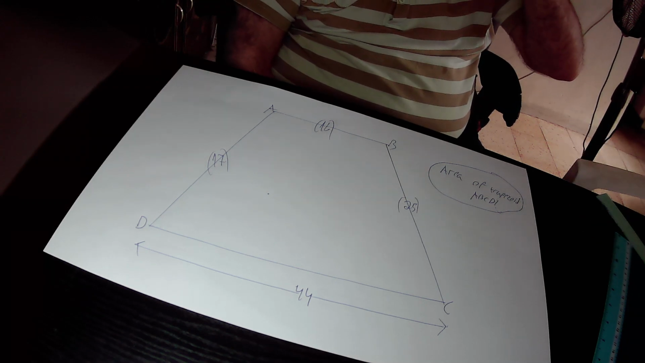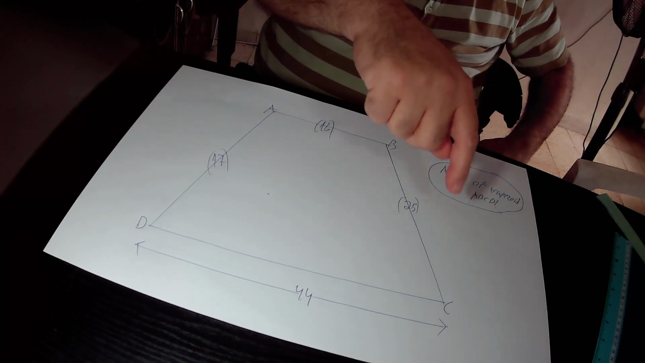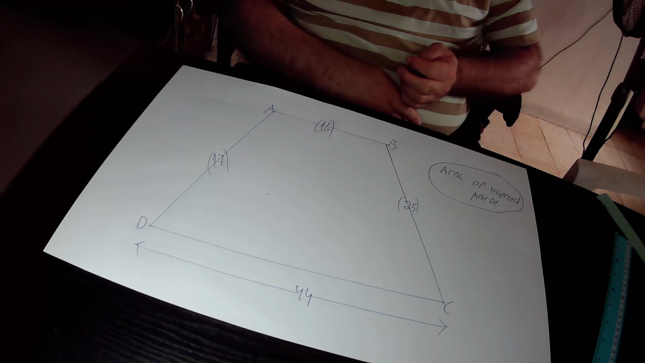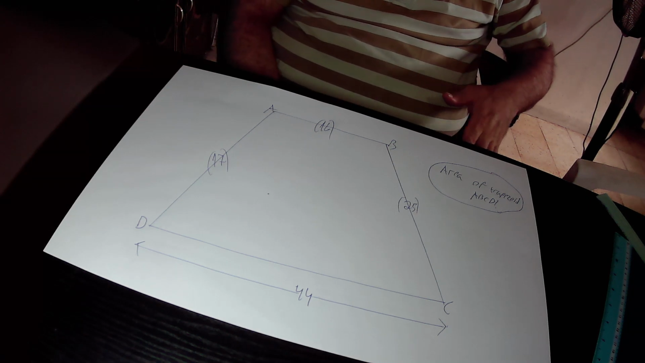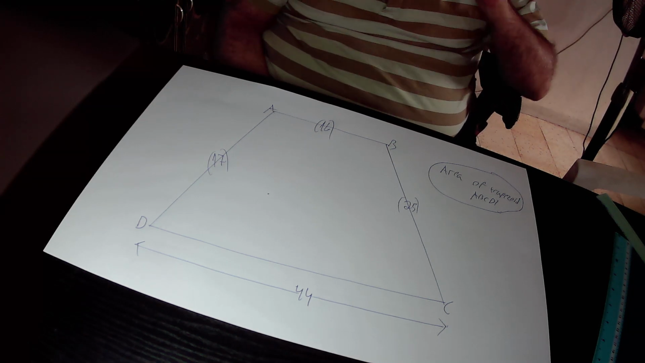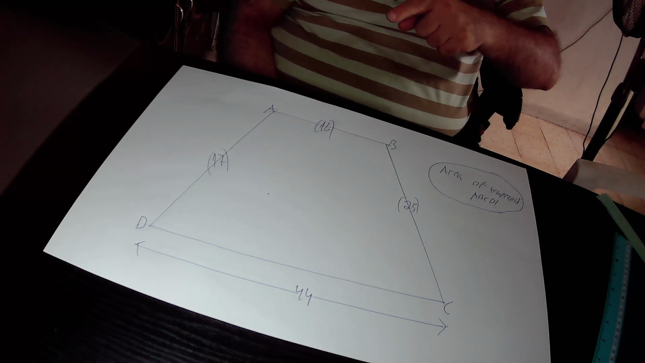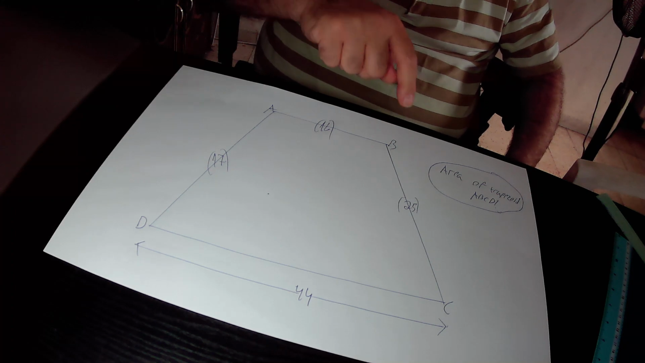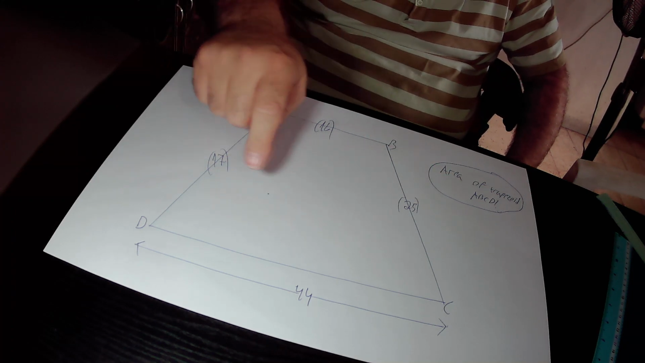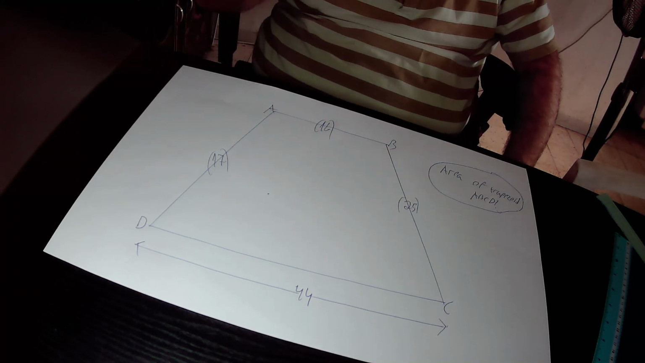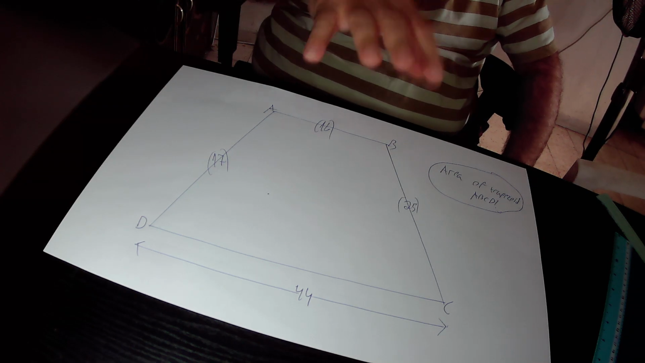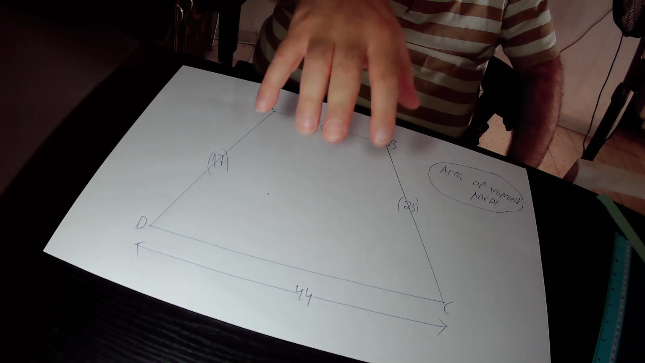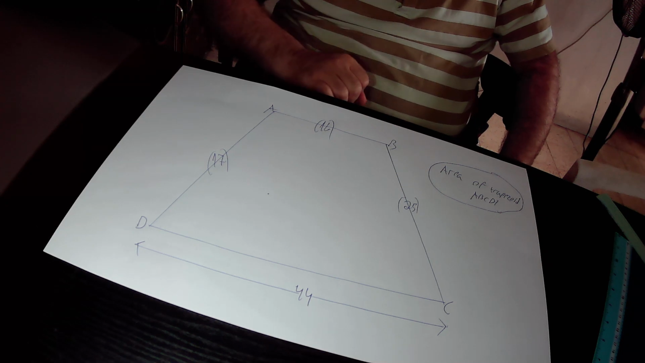Our mission in the second question is to find out the area of this trapezoid ABCD. It is given in the question that side AB of this trapezoid ABCD equals 16 units in length, AD equals 17, BC equals 25, and side DC of this trapezoid ABCD equals 44 units in length. Again, our mission is to find out the area of this trapezoid ABCD.